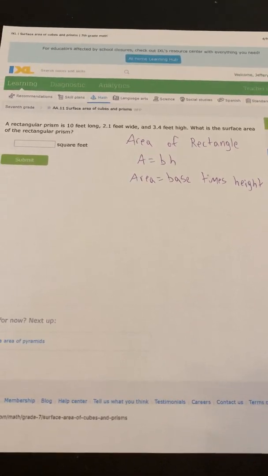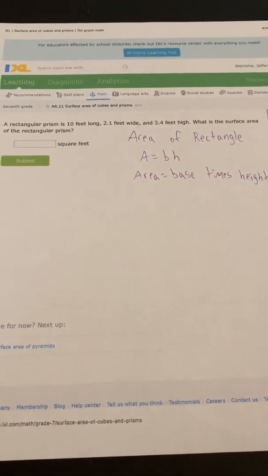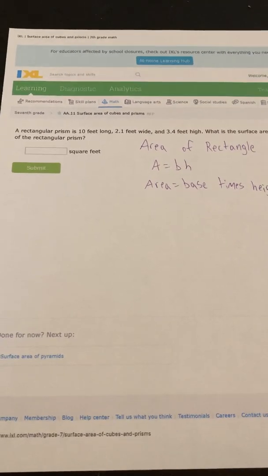Surface area of cubes and prisms. A rectangular prism is 10 feet long, 2.1 feet wide, and 3.4 feet high. What is the surface area of the rectangular prism?